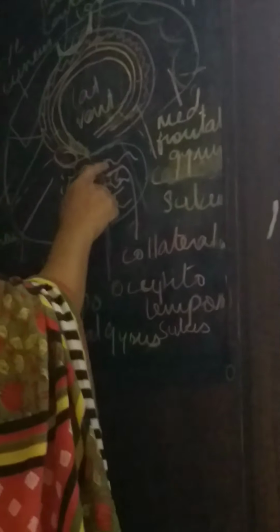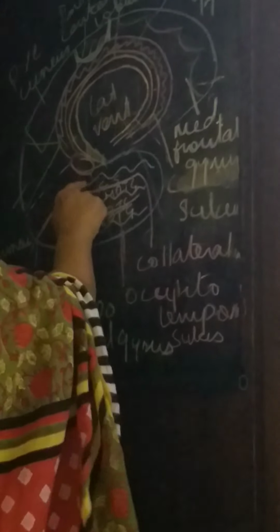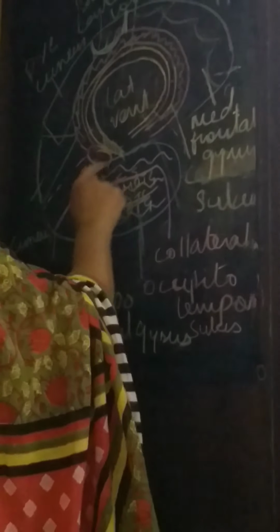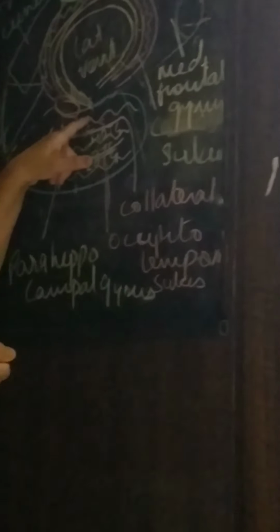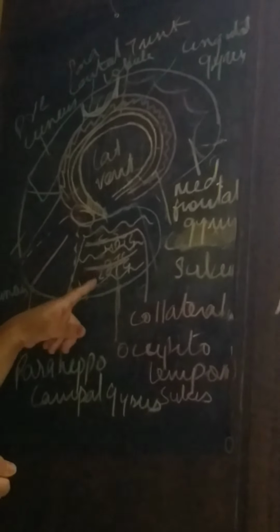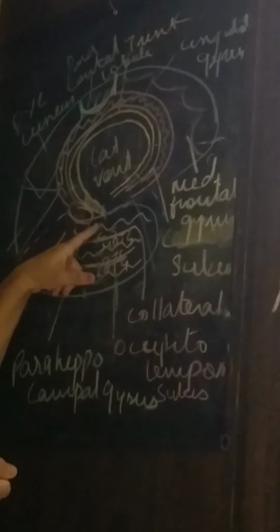And these three gyri: the superiormost gyrus is called the parahippocampal gyrus. That is this. Got it? The middle one is the medial occipitotemporal gyrus, and the lowest one is the lateral occipitotemporal gyrus. Got it? So you have the parahippocampal gyrus, the medial occipitotemporal gyrus, and the lateral occipitotemporal gyrus.